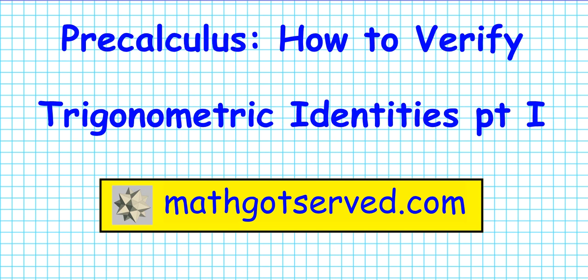In this clip, we're going to be going over part 1 on how to verify trigonometric identities. The instructions for the examples we're going to be working on today are as follows. We have to verify the given trig identities. Okay, so let's start with question number 1.